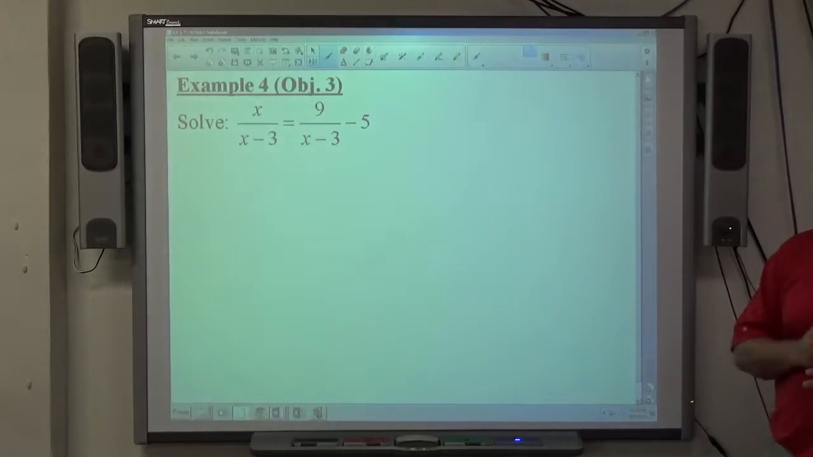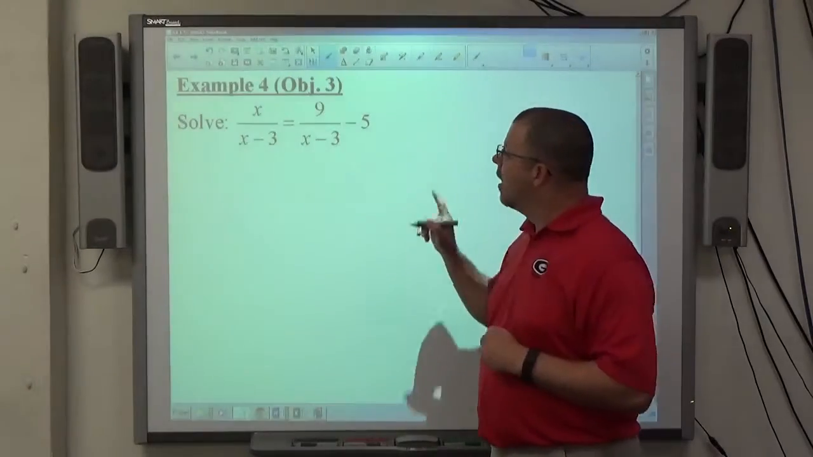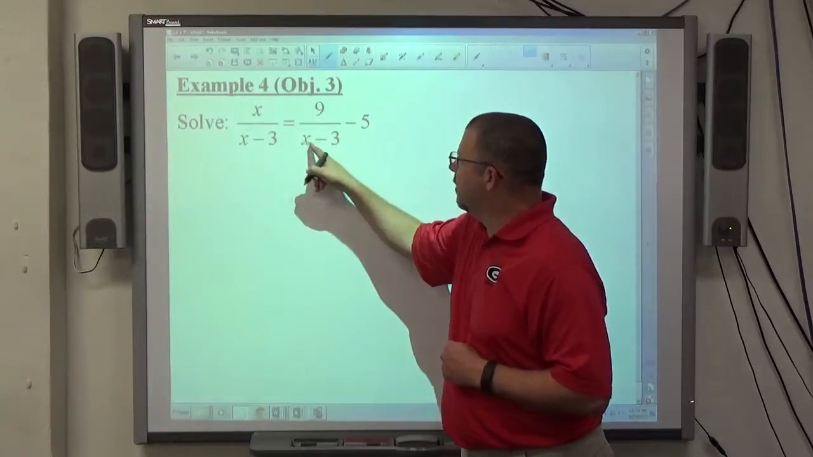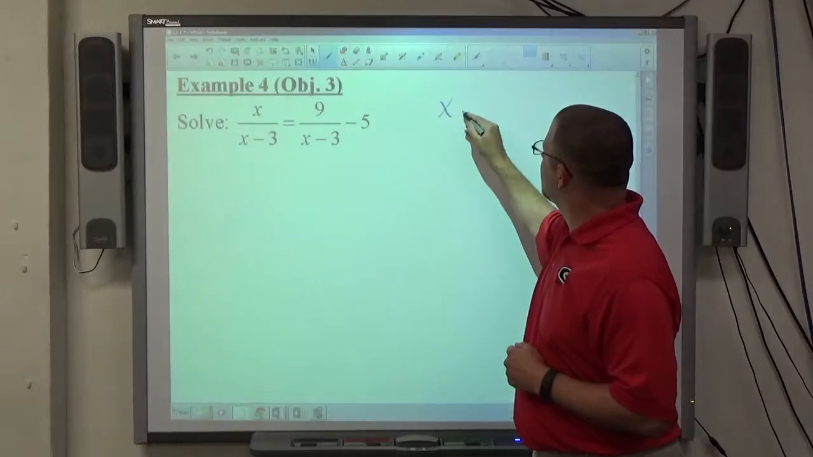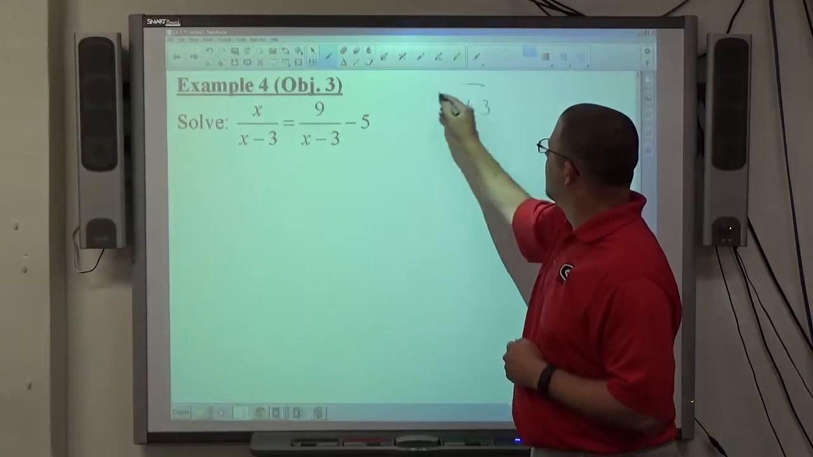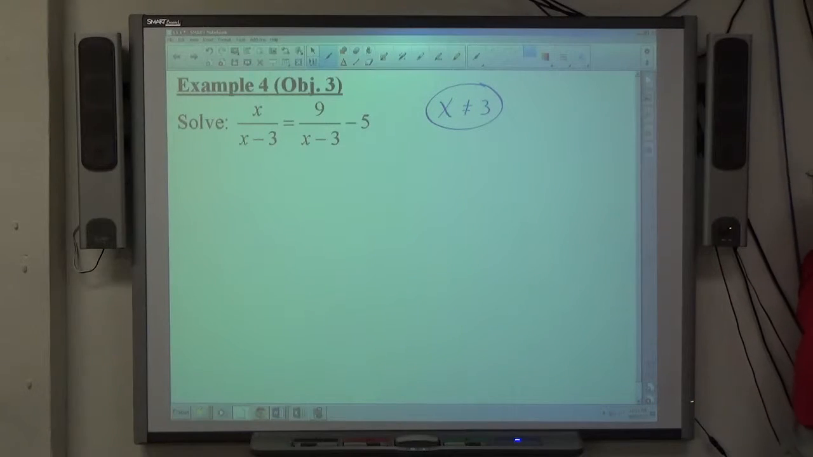We want to focus on that to begin with. So looking at this problem, before I make any modifications whatsoever to it, if x equals 3, I'm dividing by 0, right? Yep. So I have to make an initial statement before I begin that x is not allowed to equal 3. And I want to do that just in case I work all the way through this problem and end up with x equals 3 as an answer to the problem. I have to throw it out.